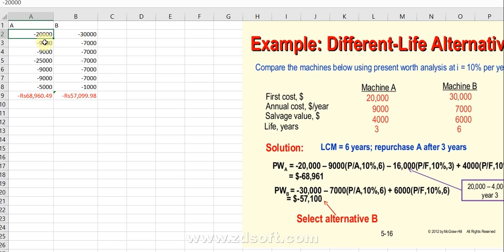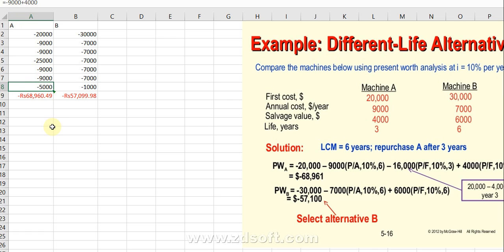So -20,000, then we have -9,000, then another -9,000, and after that the machine A initial cost will be repeated to make it equivalent to machine B. So here this is -25,000. This has come from -9,000 plus salvage value 4,000, and the initial cost which has come again, -20,000. So this is -25,000. Then the annual cost is repeated for 3 more years, and with a salvage value at the end, -9,000 plus 4,000 gives us -5,000.